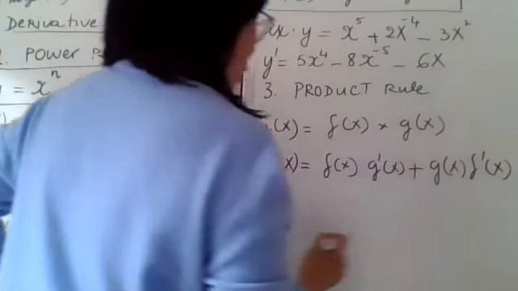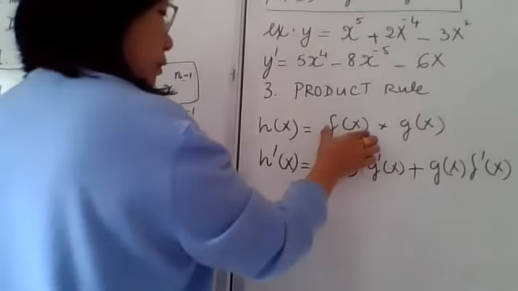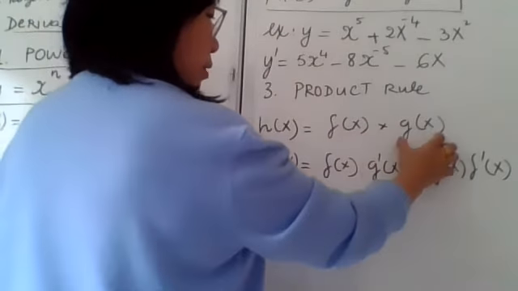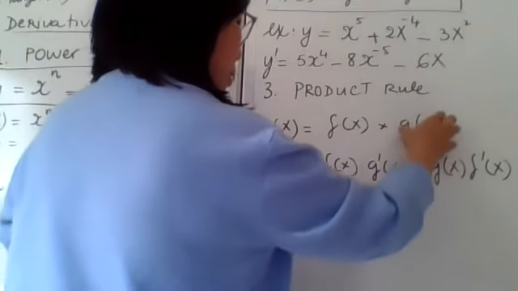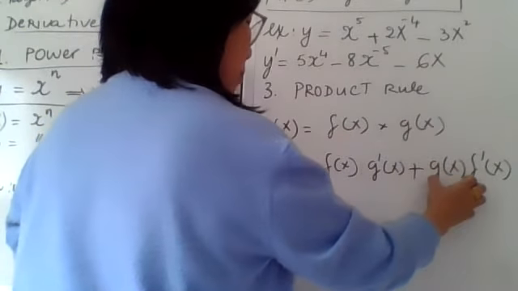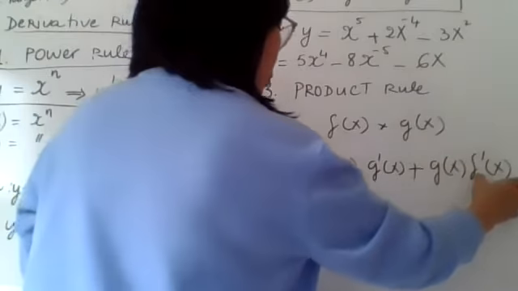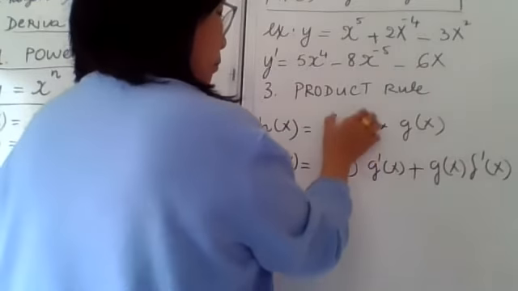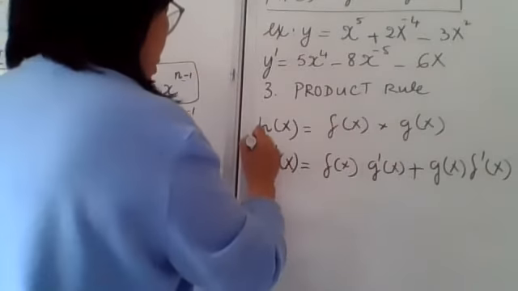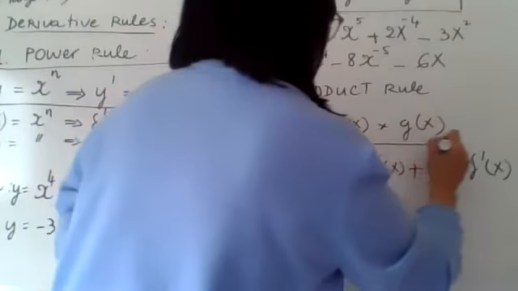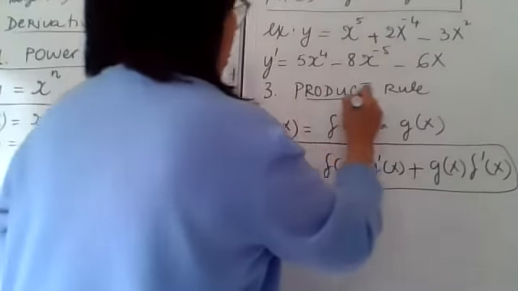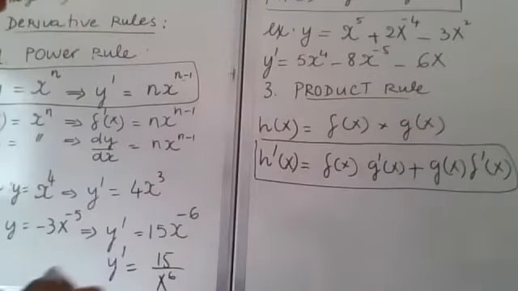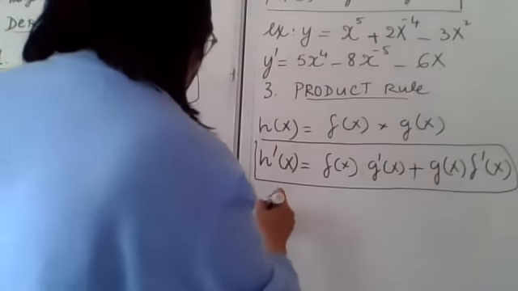So alternate, right? First, we keep the first function, we times the derivative of the second function, adding with, now keep the second function the same as the original, but multiply with the derivative of the first function. So that is the rule we call the product rule.